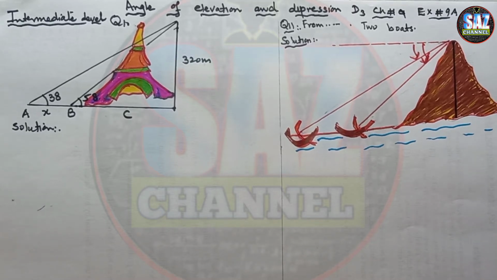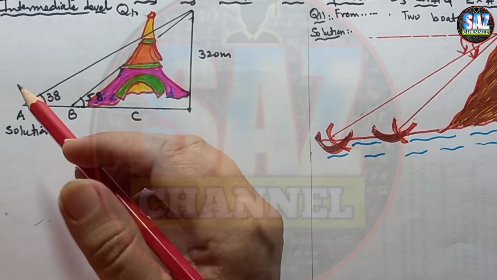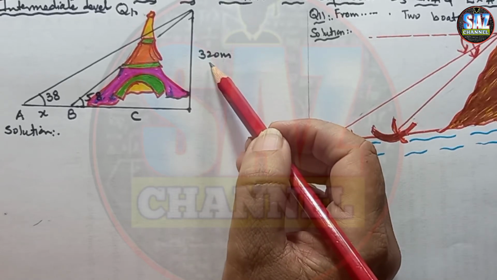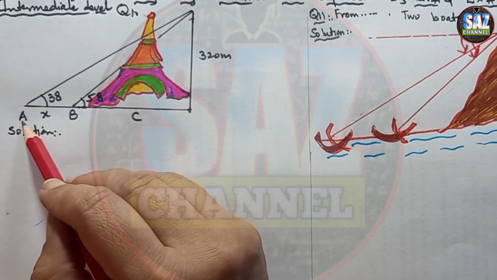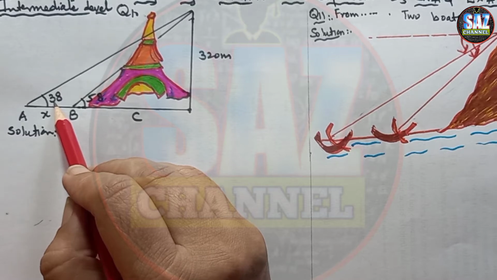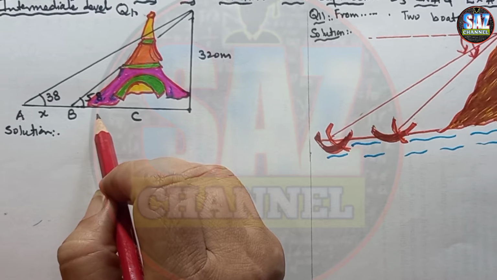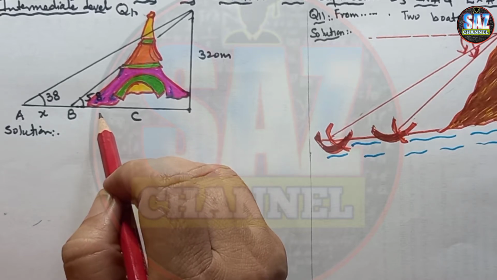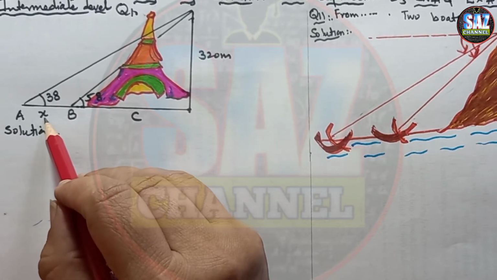In this class, I will be discussing question number 10 of the exercise, and let me read the question from the book. Question says, the Eiffel Tower in Paris has the height of 320 meters. When Kate stands at point A, the angle of elevation of the top of the tower is 38 degrees. And when Kate walks X meters to the point B, he observes the angle of elevation of the top of the tower is 58 degrees. Now find the value of X.